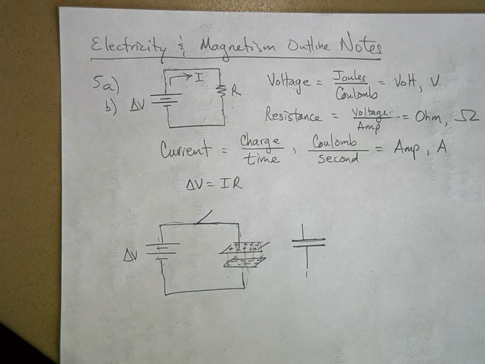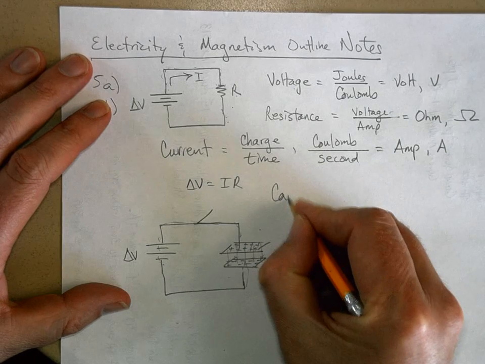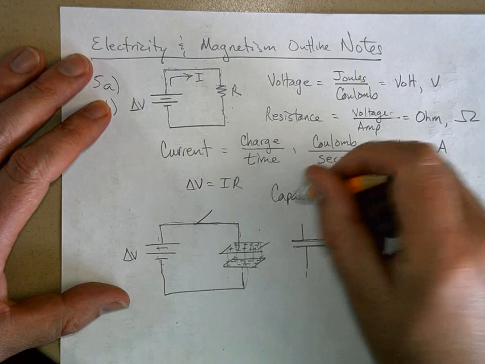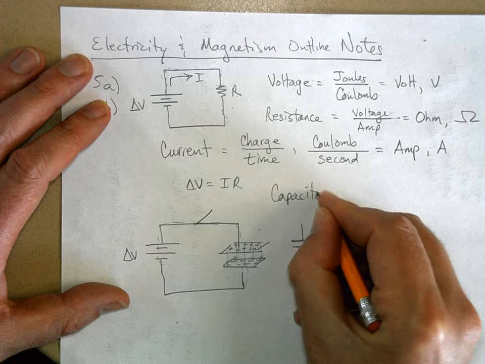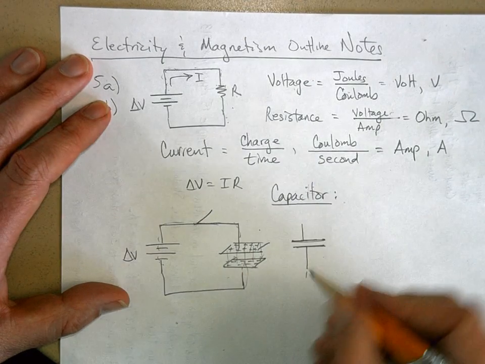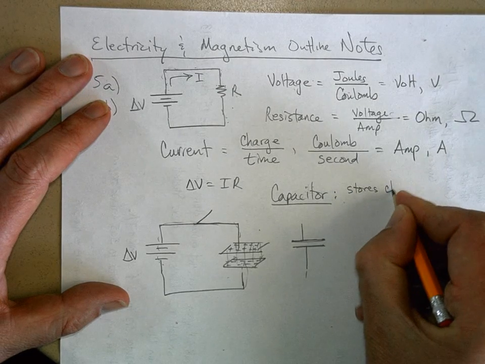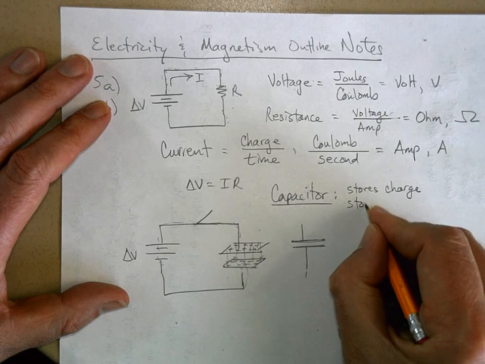Now what does a capacitor do? It does two things. A capacitor stores up charge, and it stores energy.